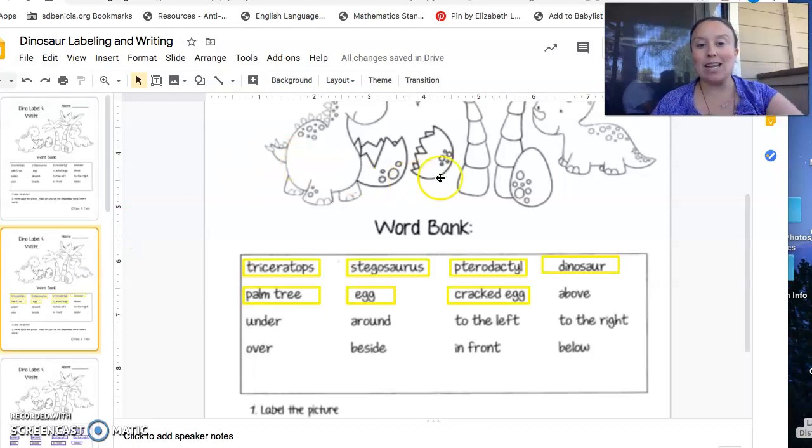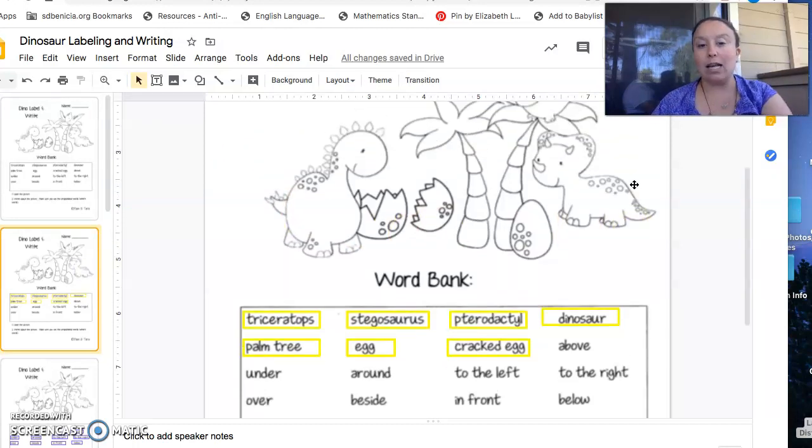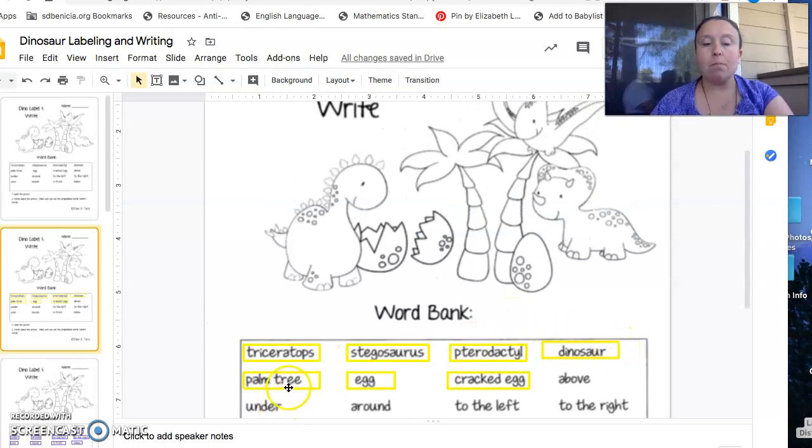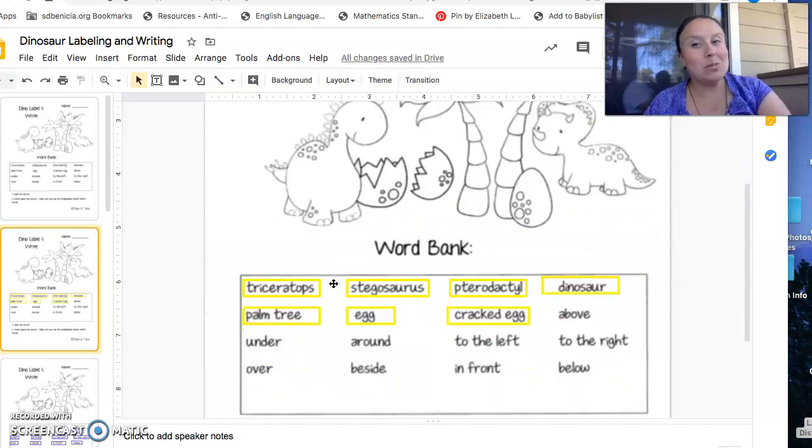All right, so here's the next step. You should have highlighted in yellow these 1, 2, 3, 4, 5, 6, 7 labeled terms. We have Triceratops, Stegosaurus, Pterodactyl, Dinosaur, Palm Tree, Egg, and Cracked Egg. All right, next step. This one's a little easier now that we have these all labeled.